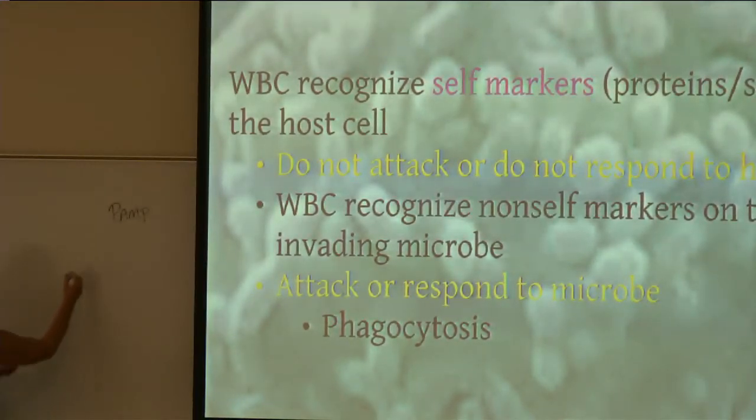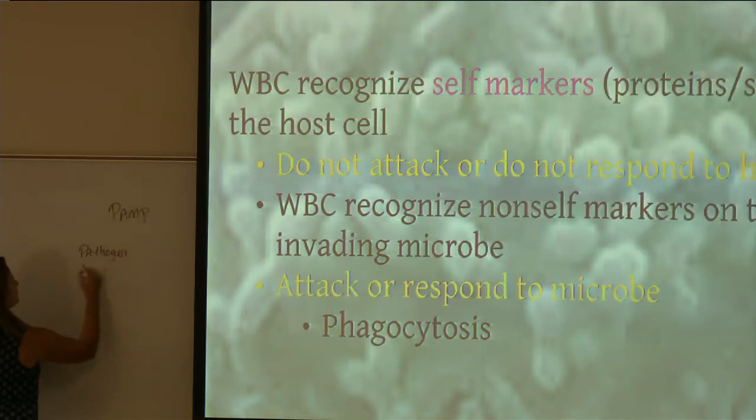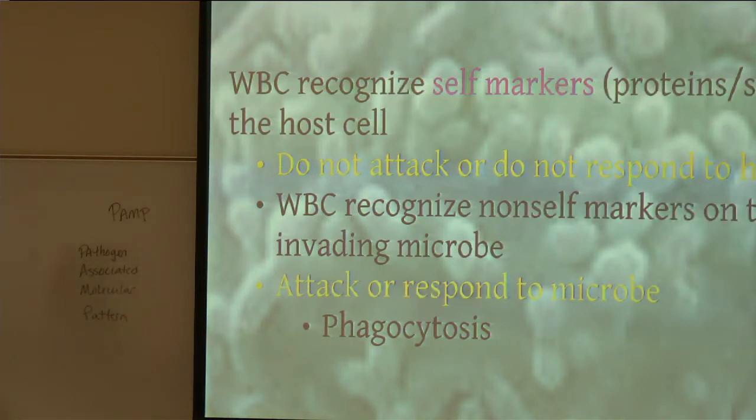A PAMP is a pathogen-associated molecular pattern. Okay, so it's a PAMP. So these foreign cells have these PAMPs, and your immune system sees them, and that's when a response is going to be mounted. Okay, so that's associated with pathogens.